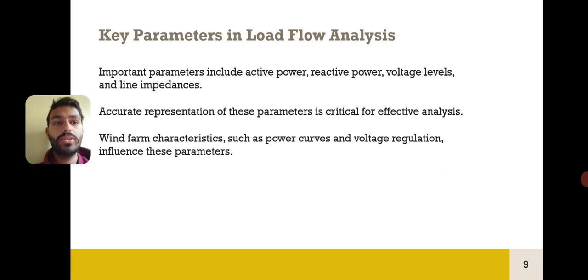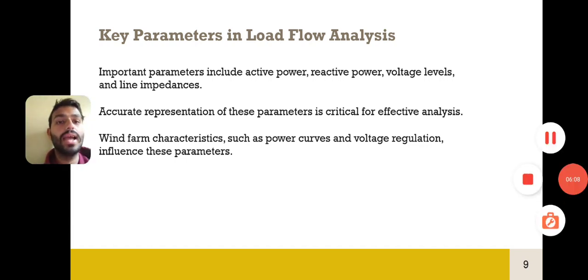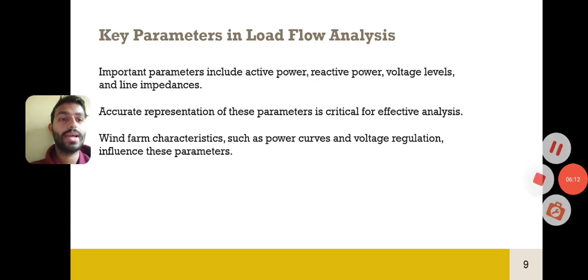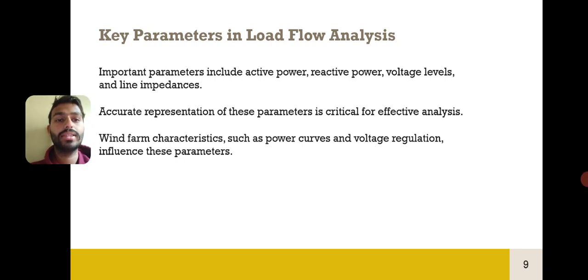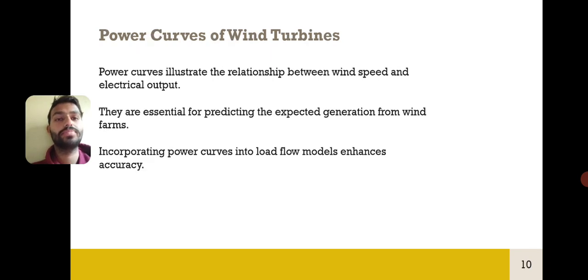Key parameters in load flow analysis. Important parameters include active power, reactive power, voltage levels, and line impedance. There will be several parameters, which are active power and reactive power, the voltage levels and line impedances. Accurate representation of these parameters is crucial for effective analysis. Wind farm characteristics such as power curves and voltage regulation influence these parameters.